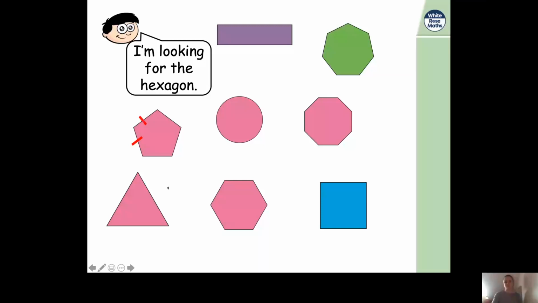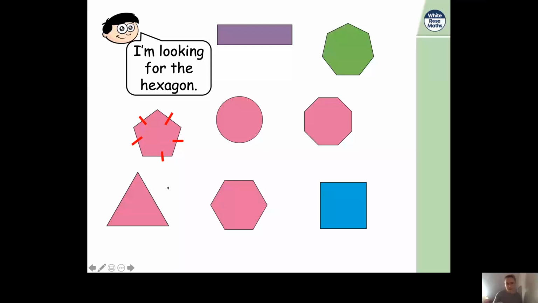So I've got 1, 2, 3, 4. How many sides am I looking for? I'm looking for 6, aren't I? So 4, 5. Have I missed any sides? No, I haven't. So this shape only has 5 sides. So this is not our hexagon.